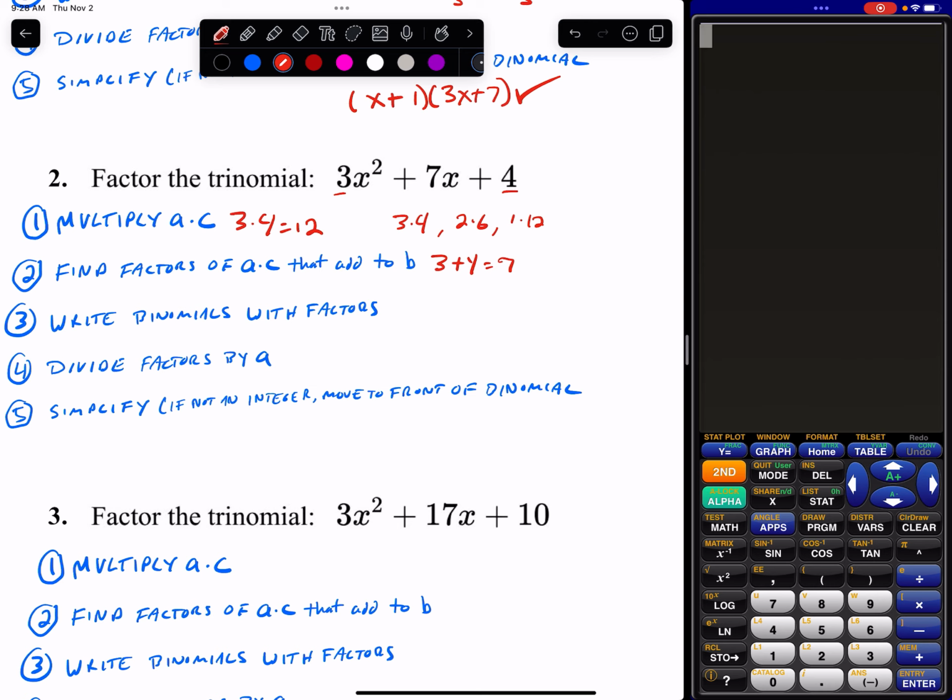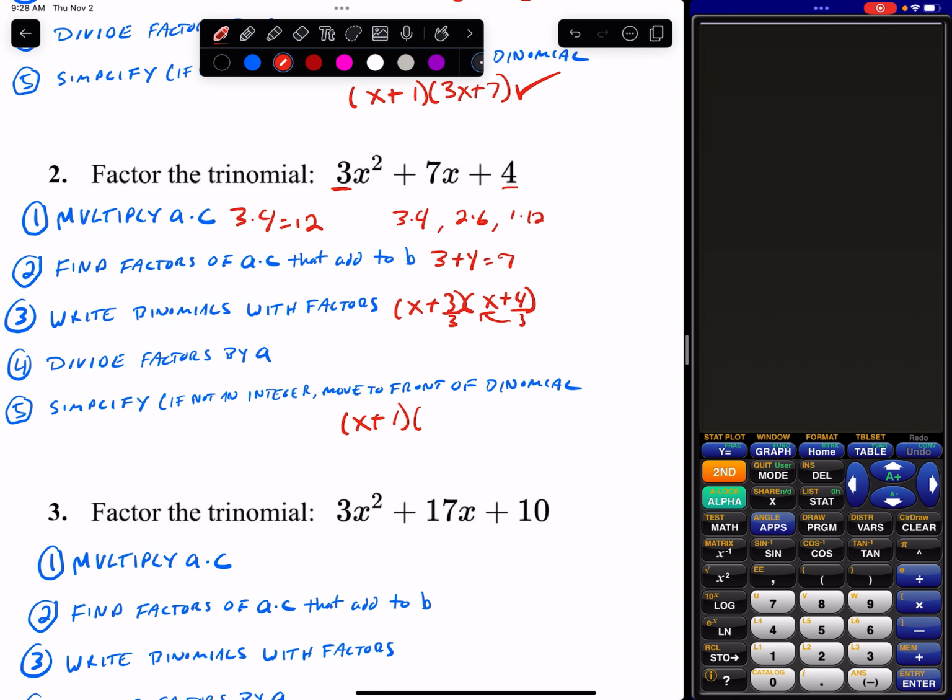So step 3, write the binomials with the factors. So we know the factors are x plus 3, and we know the factor is x plus 4. Step 4, we divide the factors by the A value. So the A value in this case is 3, so if we divide by 3 and divide by 3, we're going to check out these values and simplify. So we've got x plus 3 divided by 3 is 1, and then 4/3 is not an integer, it's a rational number. So we're going to move that 3 to the front of the binomial and write 3x plus 4 and check.